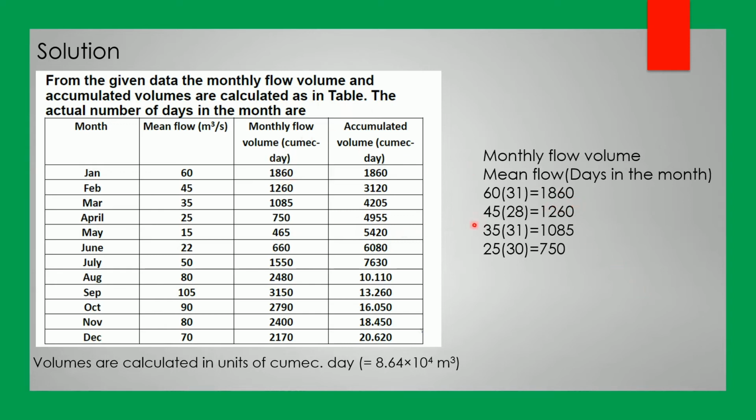Then 45 times 28 days in February gives 1,260 for the monthly flow volume. In March, 35 times 31 days gives 1,085. In April, 25 times 30 gives 750 as the monthly flow volume.